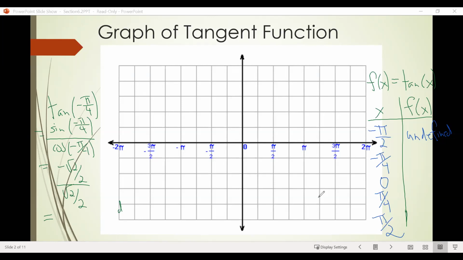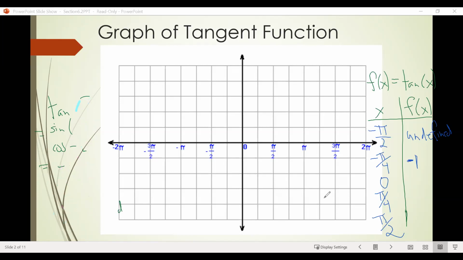Notice that even though there are roots and fractions here, we have the negative of something divided by the same thing. If we divide something by itself, that gives us 1, but because of the negative sign, we end up with negative 1. So the tangent of negative pi over 4 is negative 1.